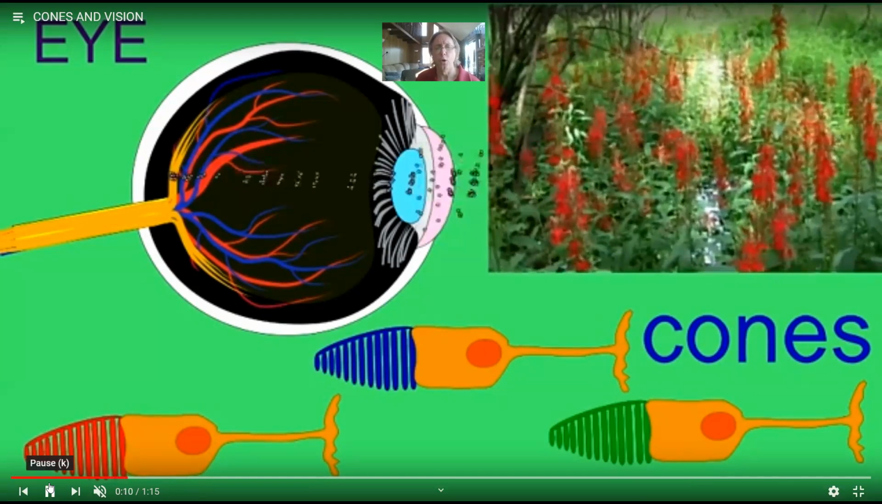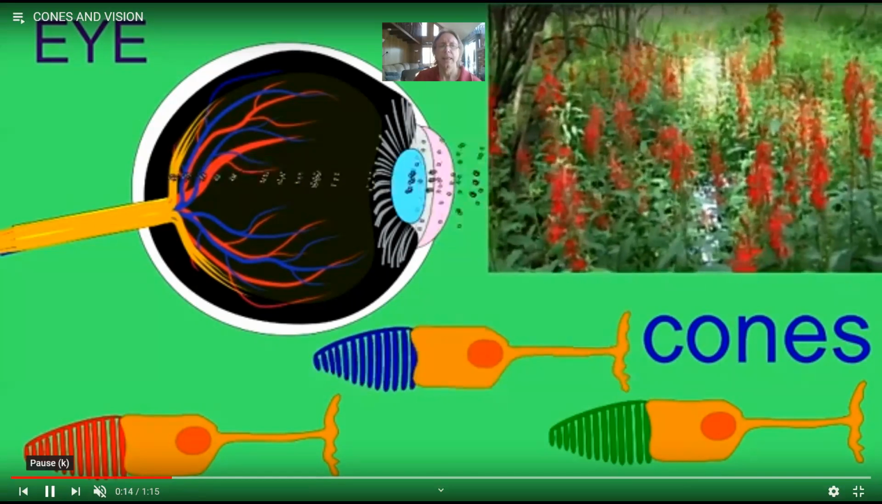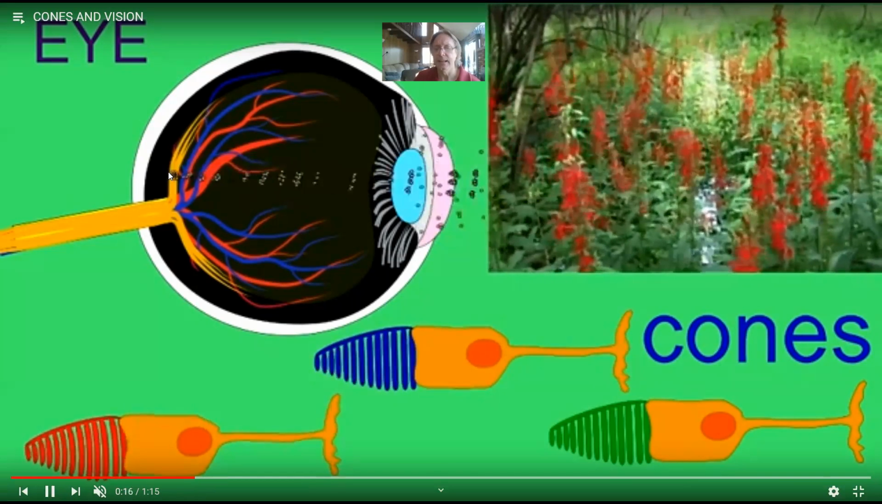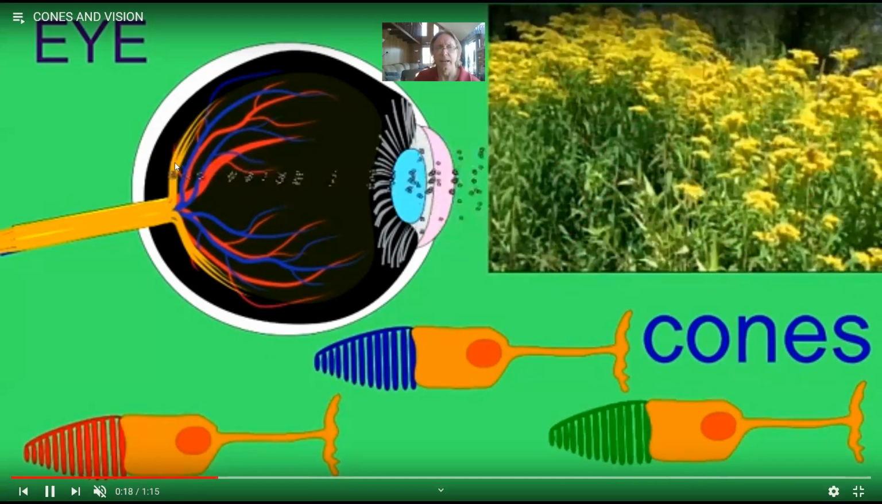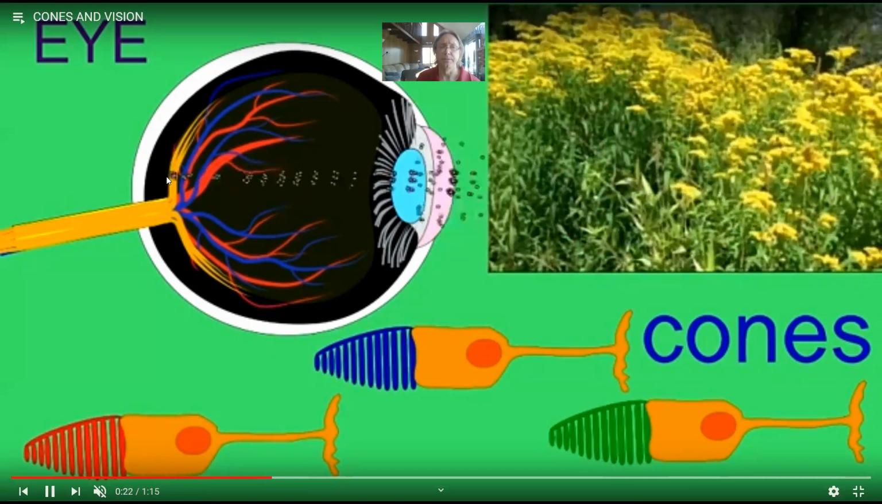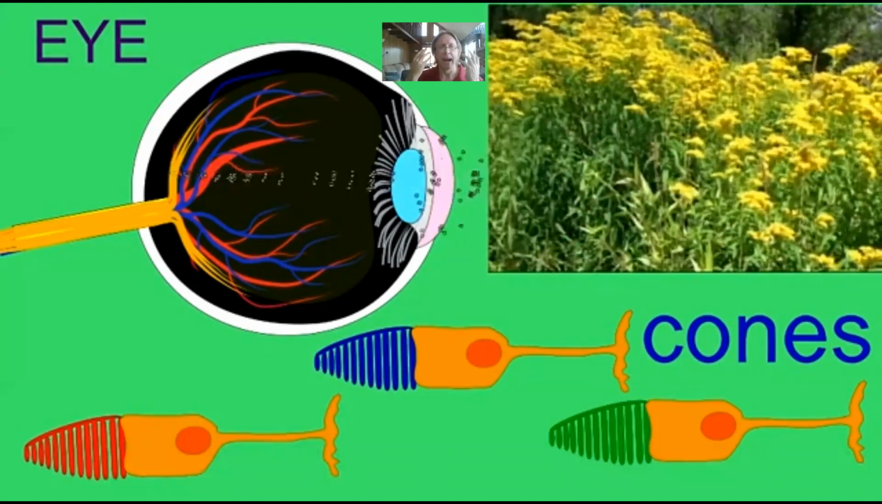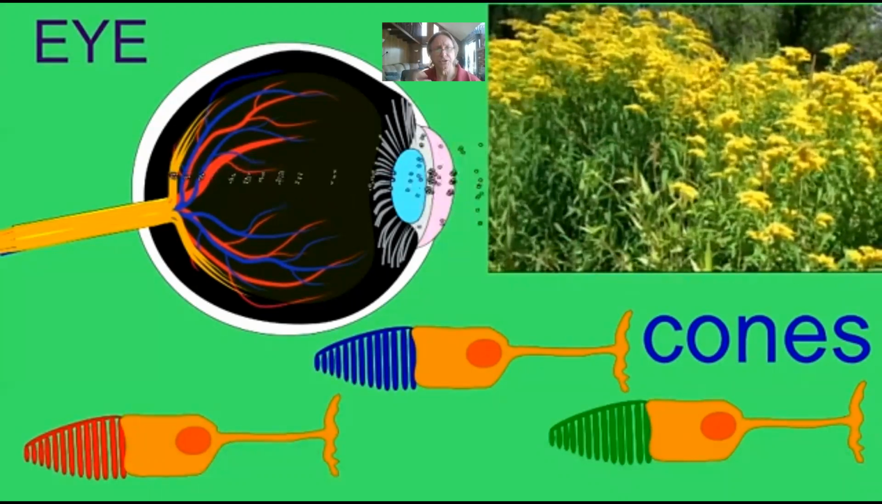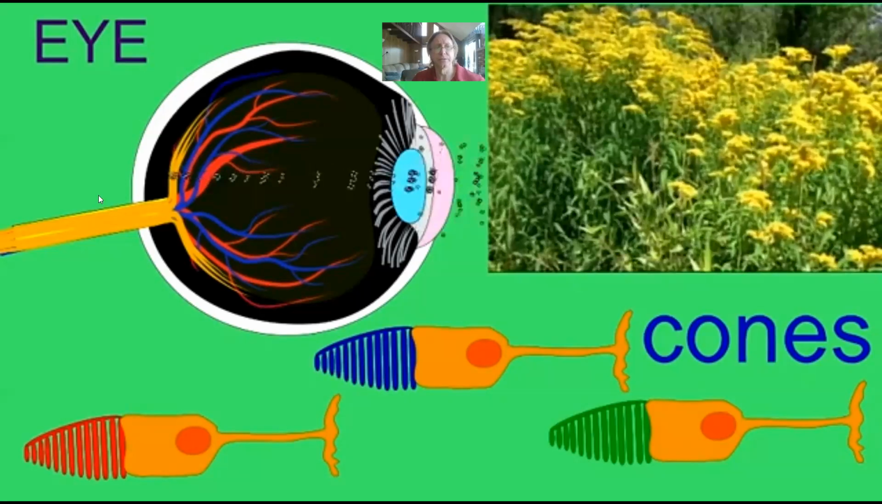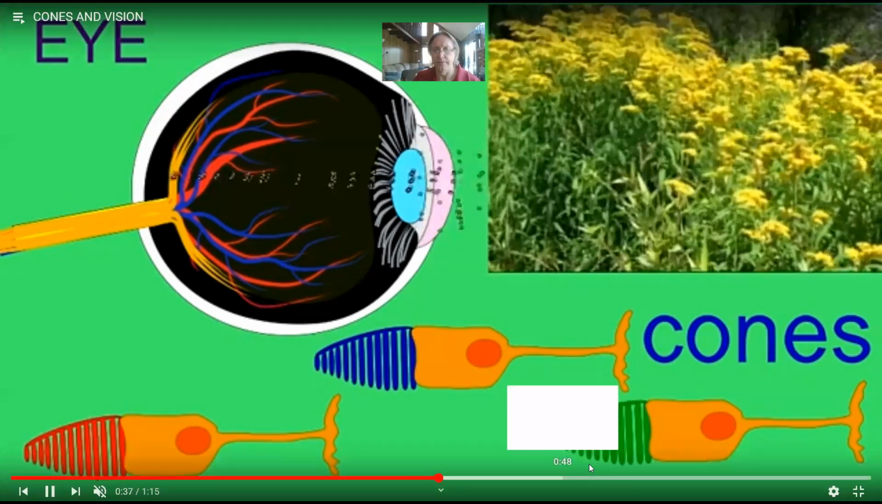All right, and so we have these cone-shaped photoreceptors. They are most densely packed in the fovea, and this is the area where we have the greatest visual acuity. So when you look straight at something, the light that you're looking straight at hits the area which is richest in cones, this fovea, and so that's where we have our best vision.